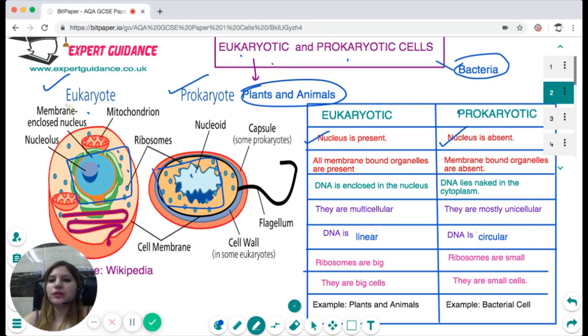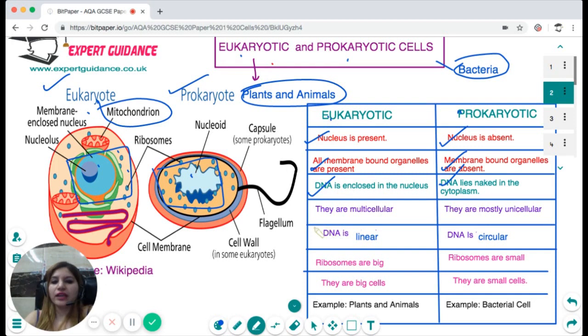Apart from the nucleus, eukaryotic cells, you can see, have those organelles which have membrane around them. So all membrane-bound organelles are present in a eukaryote, for example mitochondria, but these membrane-bound organelles are absent from a prokaryotic cell. The next difference is, since the nucleus is absent, in the eukaryotic cell the DNA is enclosed in the nucleus, but in a prokaryotic cell, it lies naked in the cytoplasm as it has no nucleus.